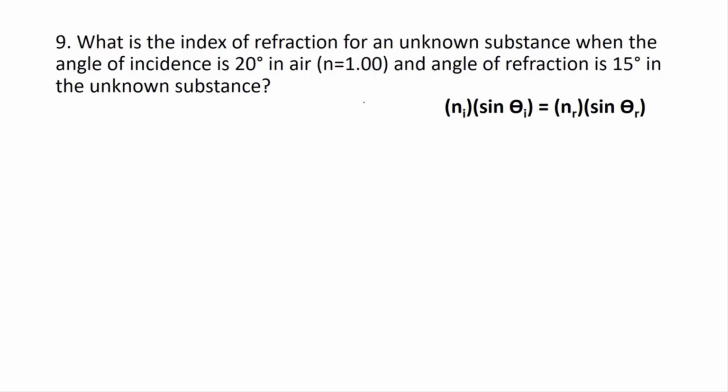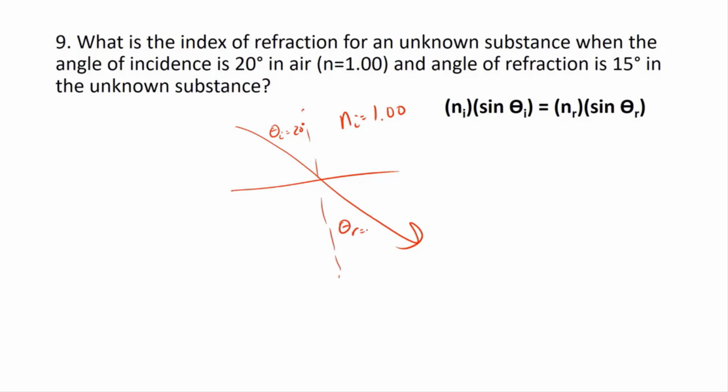What's the index of refraction for an unknown substance when the angle of incidence is 20 degrees? So we'll just draw a picture again. We got a ray going through. We have an angle of incidence, once again on the inside closest to the normal line, of 20 degrees, and it's traveling in air, so we're going to give this an I. It's going to travel into this unknown substance where it's going to bend, and it looks like it's going to get slower because it's going to bend towards the normal line.